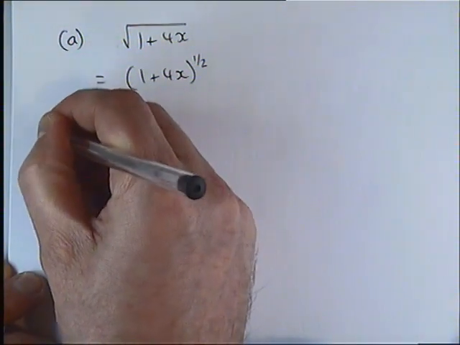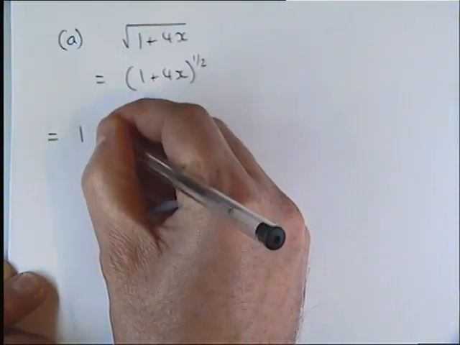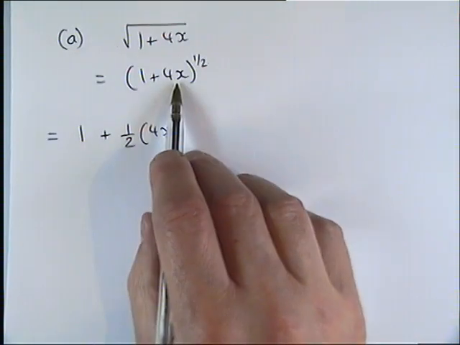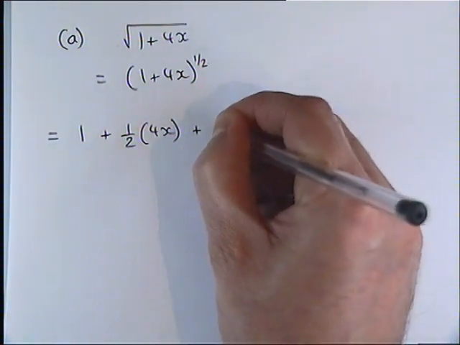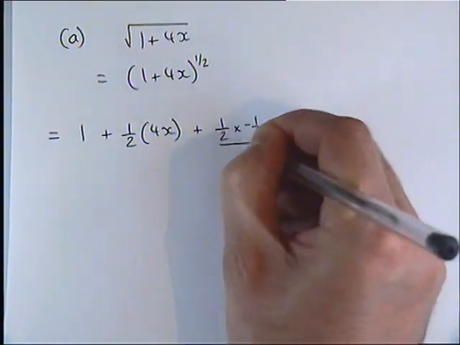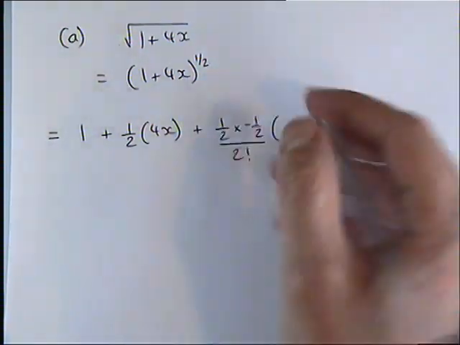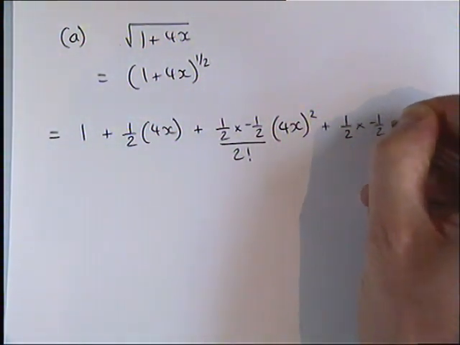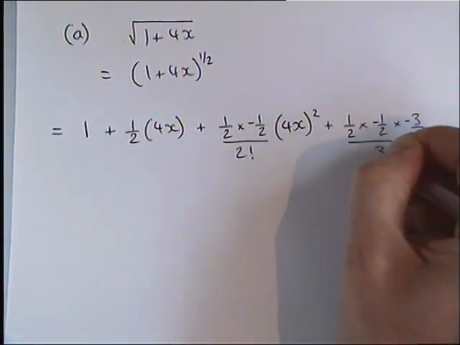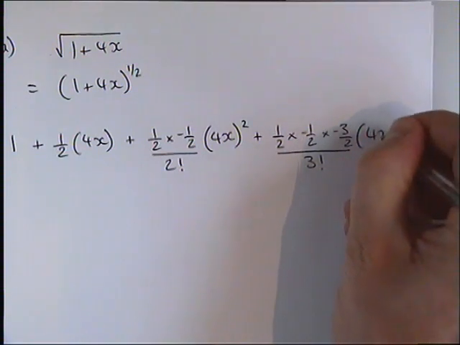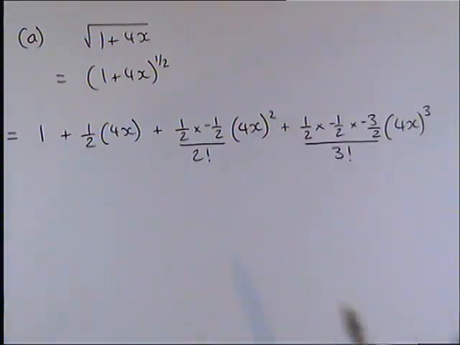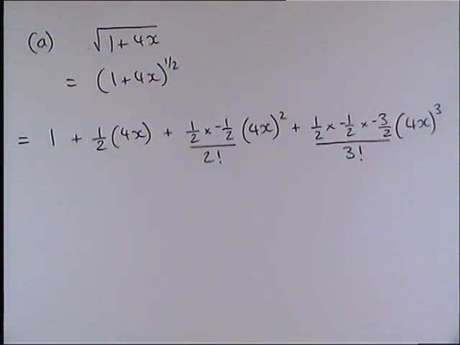So let's start off. The first term in your binomial expansion is always 1, and then it is n, the power, multiplied by that term there, and then it's n times n minus 1 over 2 factorial times that term squared, and then n times n minus 1 times n minus 2 over 3 factorial times that term cubed. Let's just check that I'm going to have 4 terms. Yes, 1, 2, 3, 4, 4 terms. So our job now is just to simplify this as much as possible.